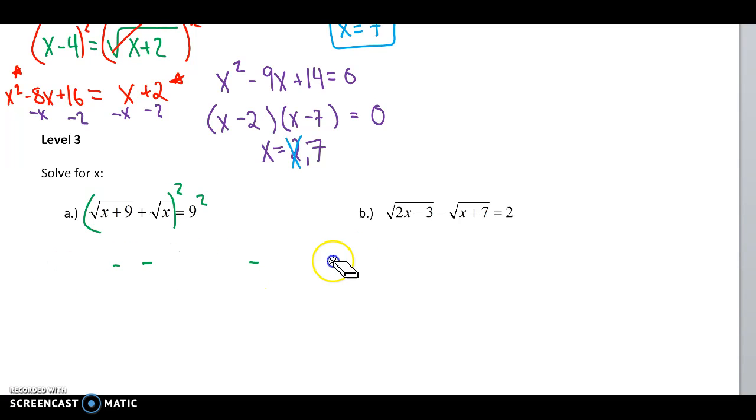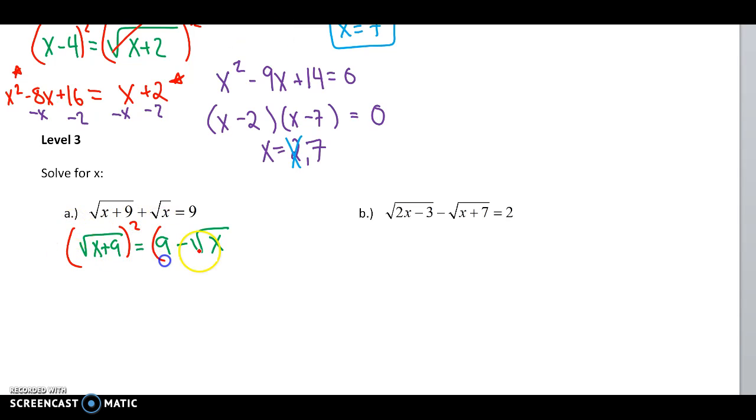So instead of having two radicals on one side, I would get one on either side. So what I would do is make this the square root of x plus 9 equals 9 minus the square root of x. Now, you're still going to have to square both sides. So I would square this, and I would square this whole side.